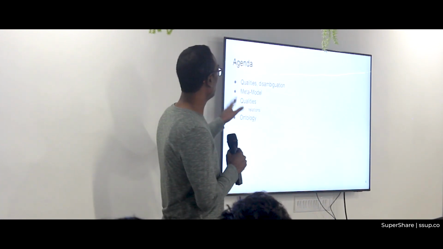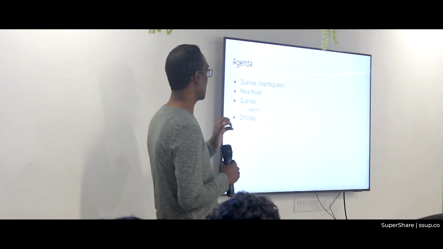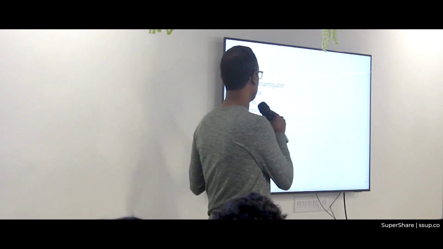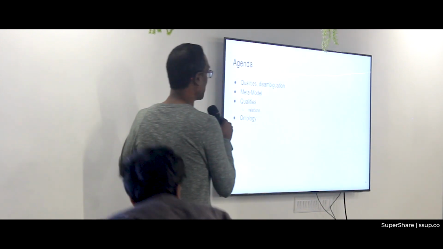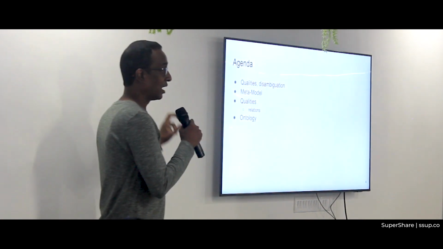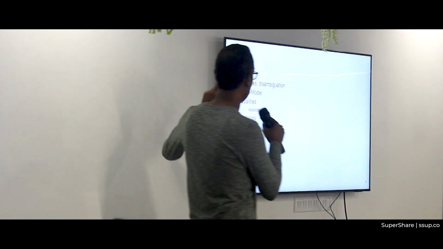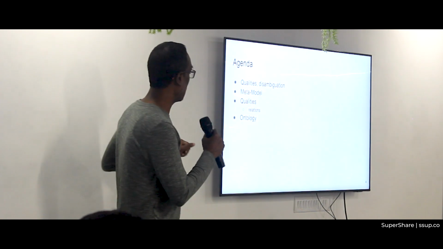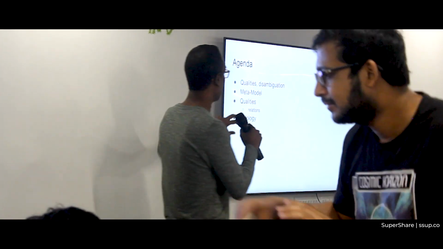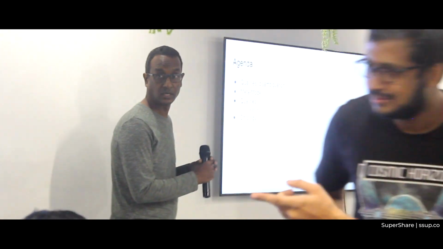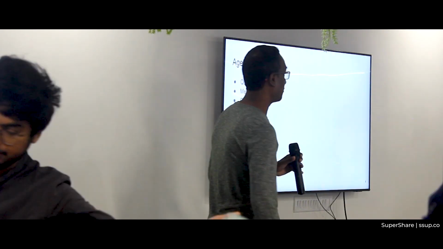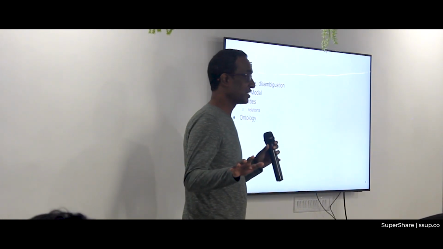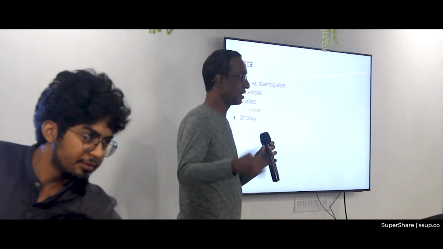This is the high-level overview of the agenda. I'll talk about qualities of software. I'll define them and present a meta model. I will list a bunch of qualities which are not well known, and I'll describe the relationships between these qualities in the ontology. Folks, any point in the presentation is a good time to ask questions.